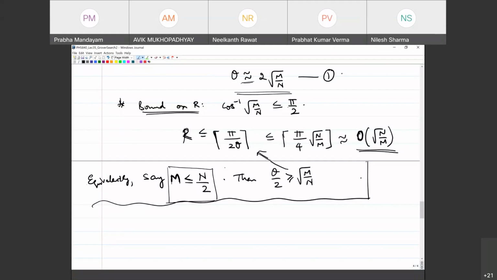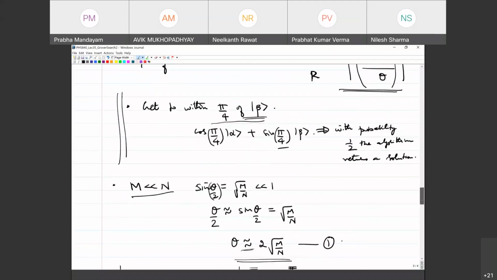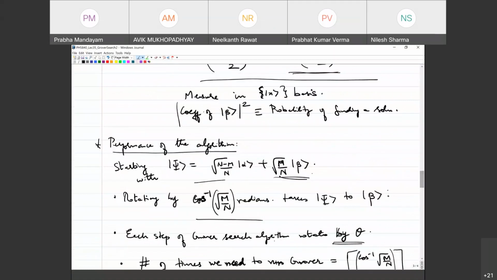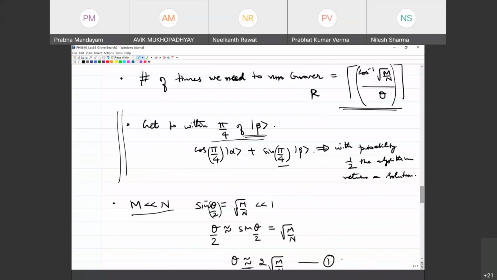So let me quickly revisit the steps. I hope I didn't make too much of a mess of this. What did we start with? We started with this state. And then we said by what angle should one ideally rotate if one has to exactly get to the solution state. But actually, we don't need to exactly get to beta. It is sufficient to get to within pi by 4 of beta, within an angle pi by 4 of the beta axis.